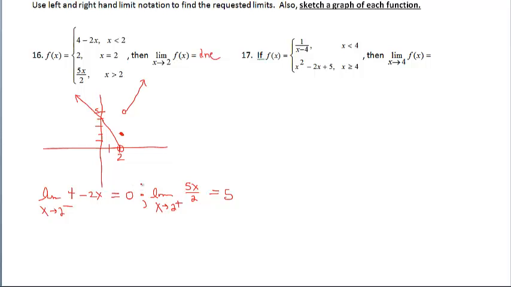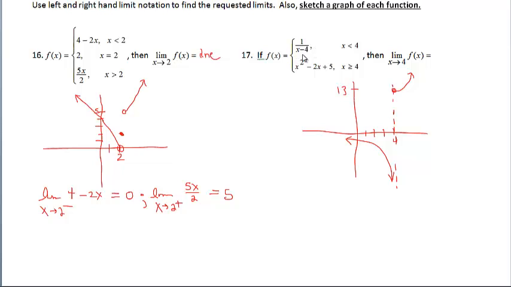Alright, so taking a look at 17, you might want to pause the video here, sketch the graph, and then look to see how you did. Okay, so your graph should look something similar to this.